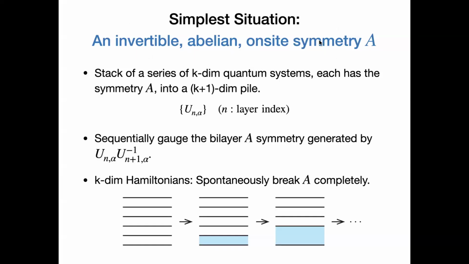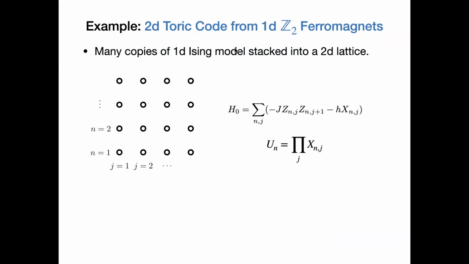Okay. So this is a general prescription for the simplest type of symmetry. I forgot to say, although I assume the symmetry to be invertible, abelian, on-site, the symmetry can be higher form, can be a subsystem symmetry, as you will see by examples. But let me first start from a very simple example: the construction of the 2D toric code from 1D Z2 symmetry.